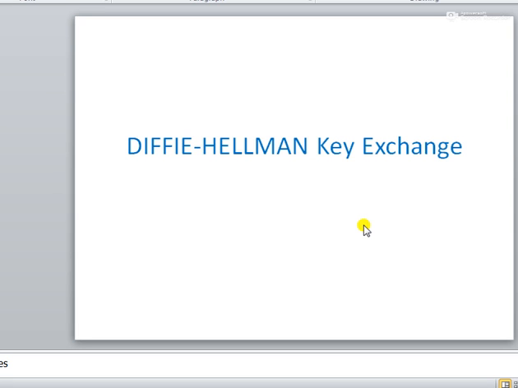This one is not an encryption algorithm. So now we can say that Diffie-Hellman key exchange is not an encryption algorithm. This is just a key exchange between the sender and the receiver. We are generating two keys, actually a public key as well as a private key, and then we are sharing only the public key between the sender and the receiver.